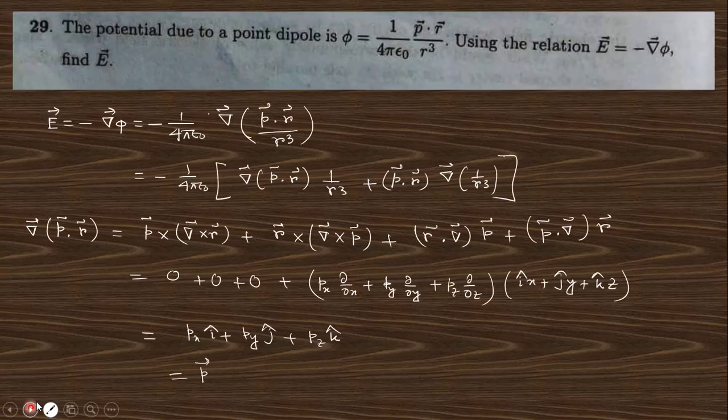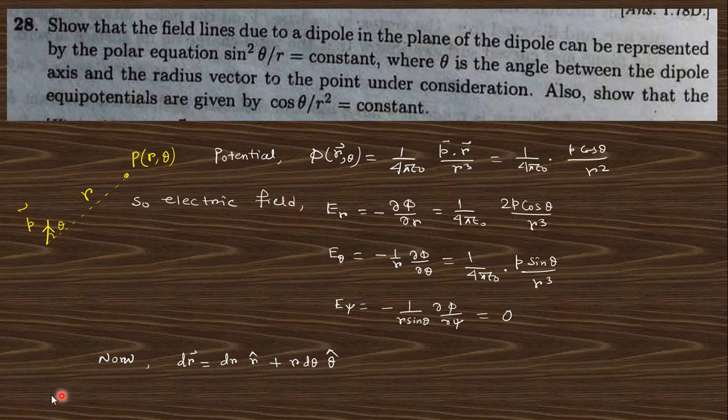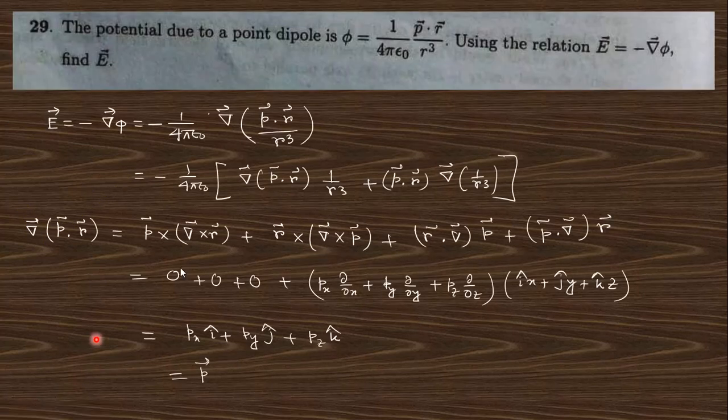Go to the next question, which says the potential due to a dipole is given here. We just wrote it in the previous question, that is the potential. So this is the potential. Using this relation, E equal to minus grad phi, find E. So using this relation, you need to find the electric field. So the electric field is minus grad phi, putting the value of phi.